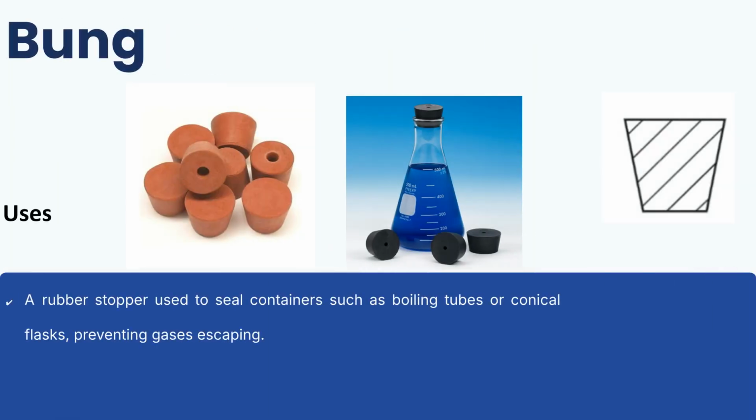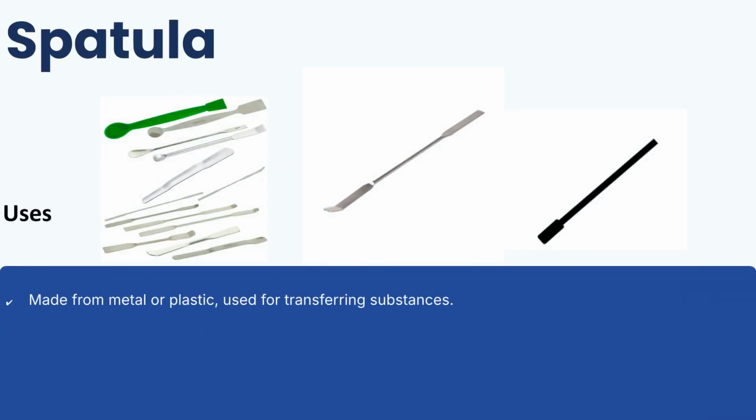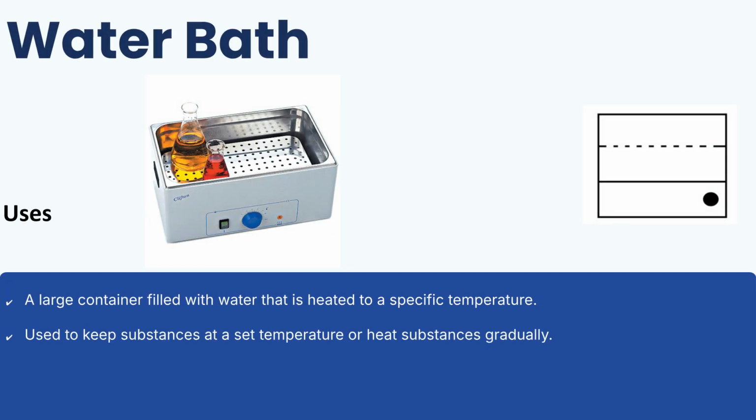A bung is a rubber stopper used to seal containers like boiling tubes or conical flasks, which prevents gases from escaping. A spatula is made from metal or plastic and is used for transferring small amounts of solid substances. A water bath is a large container of water, heated to a specific temperature. It's used to keep or gradually heat substances at a set temperature.